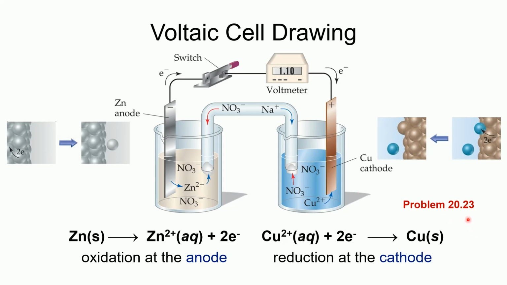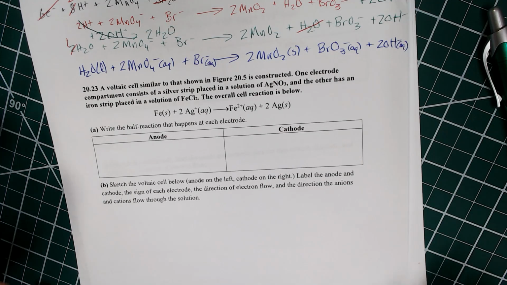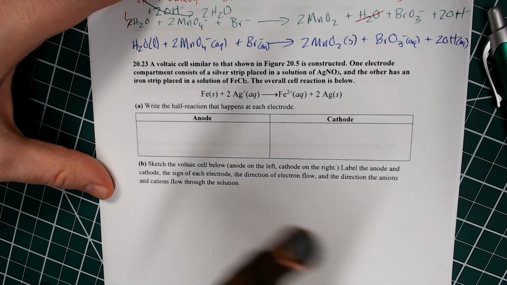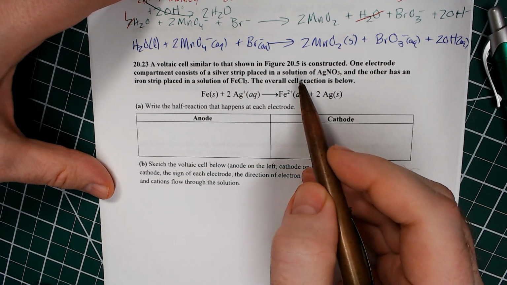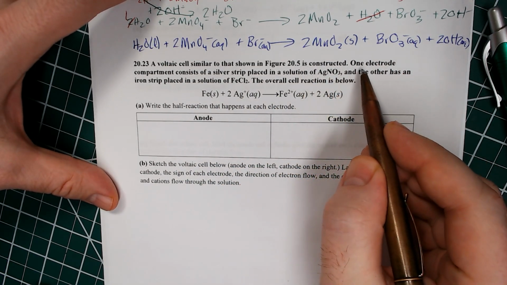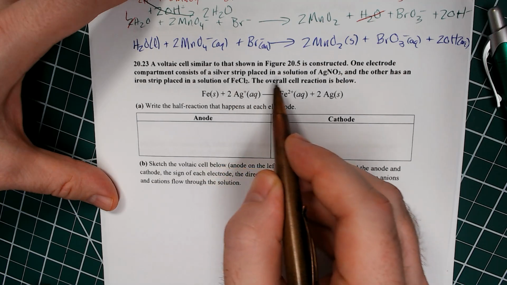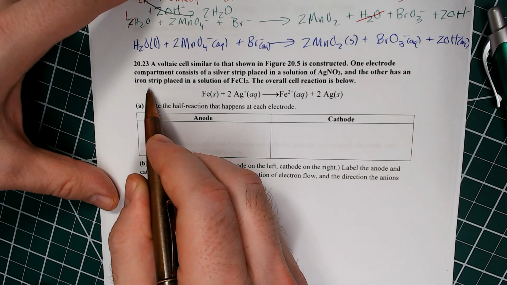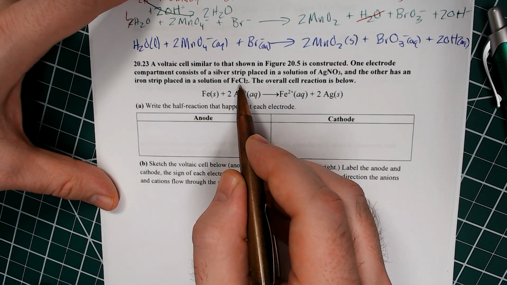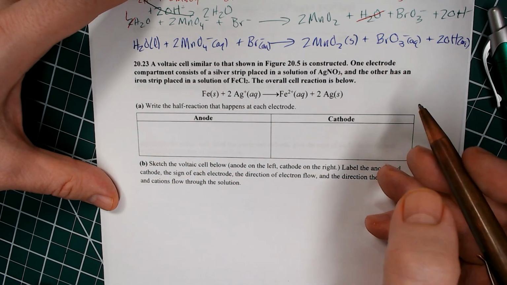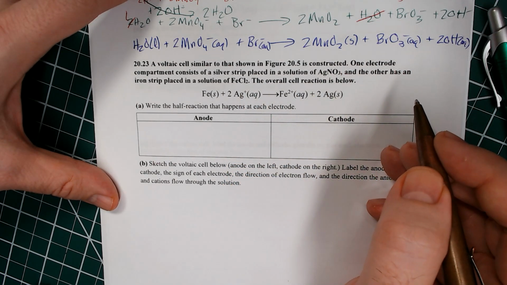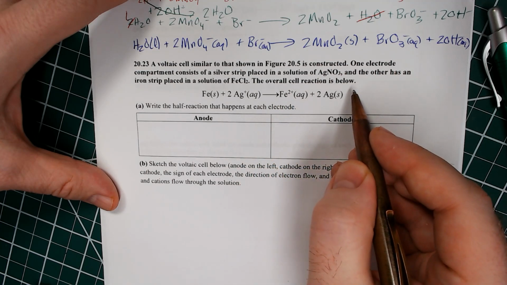All right, let's look at number 22 on the in-class assignment. So I'm going to switch over to number 22 here. So there we go. We've got a voltaic cell similar to the one that we were just looking at. One electrode compartment consists of a silver strip placed in a solution of silver nitrate, and the other one has an iron strip placed in a solution of iron 2 chloride. It turns out here nitrate and chloride are spectator ions. The overall cell reaction is given below.